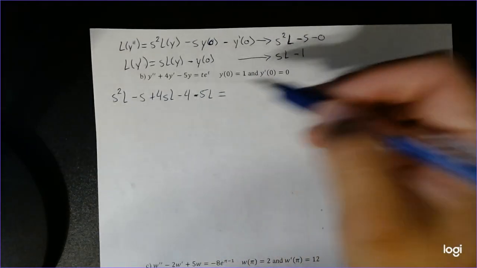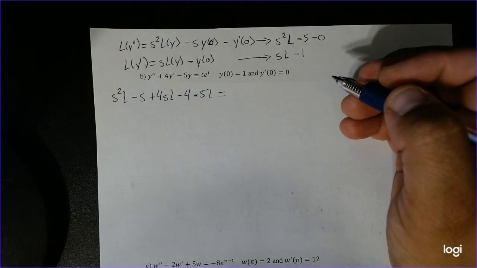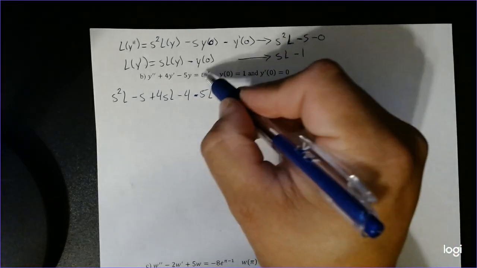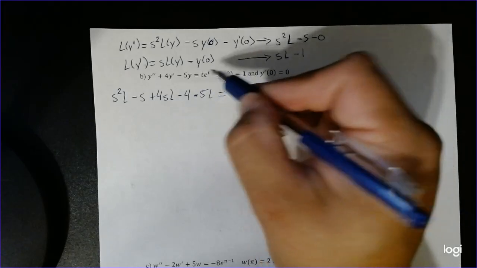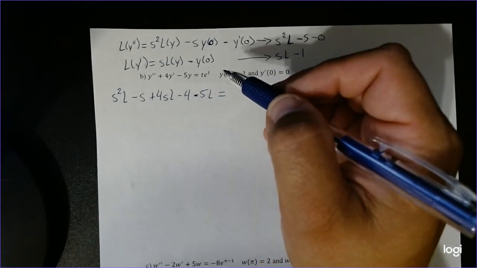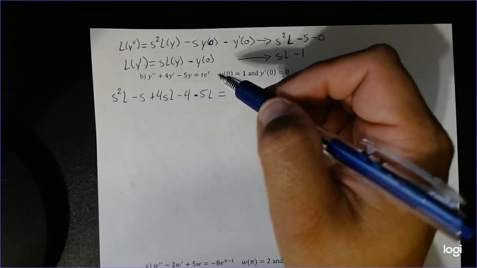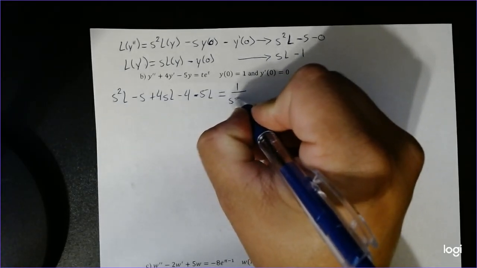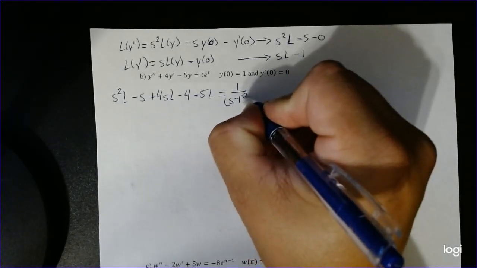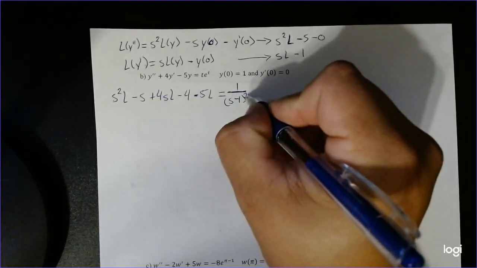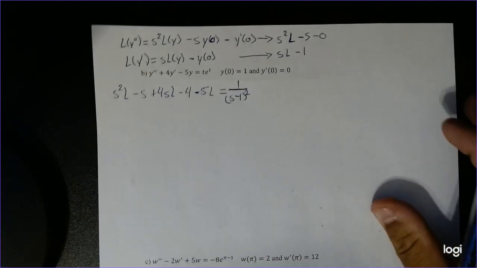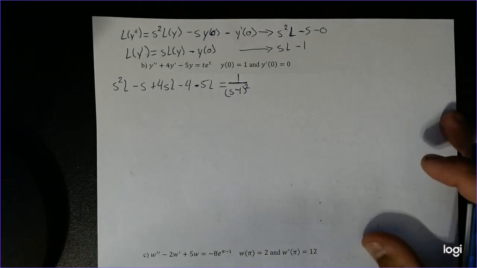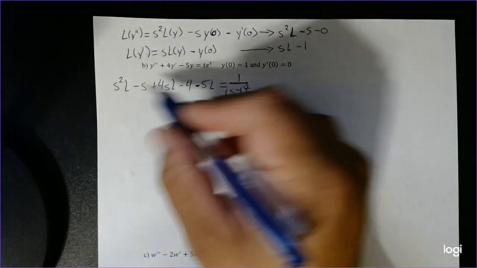And on the other side, we have t e to t. So that one's going to look like, well, in this case, a is going to be 1, and n is going to be 1 as well. So it is 1 over s minus 1 squared, because it's the factorial one. It's the n factorial over the n plus 1 situation. Okay. All right, so now we follow the same process.